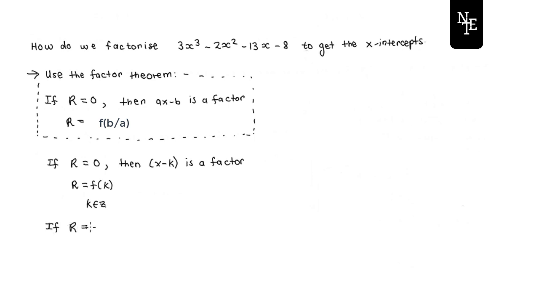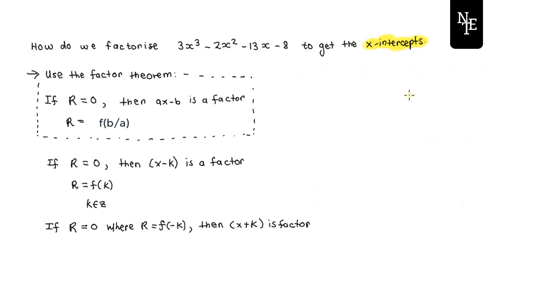So if the remainder is equal to 0, where the remainder is equal to f of minus k, then x plus k is a factor. So in finding the x-intercepts of our cubic function, this is specifically for the cubic function, you can't go any other way in order to factorize the cubic function. You have to use the factor theorem.